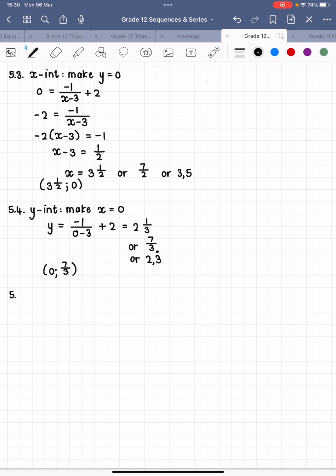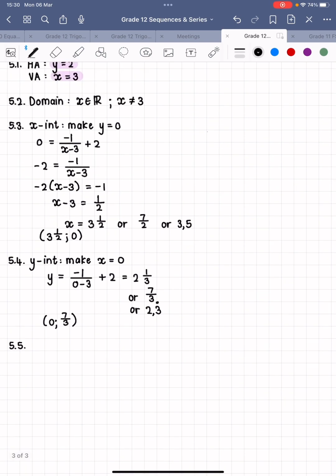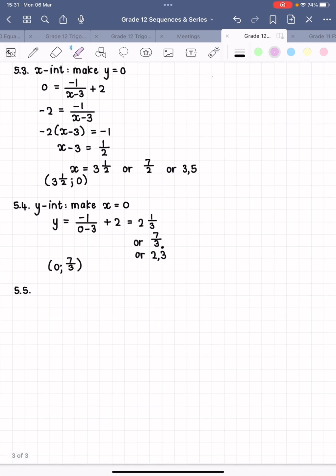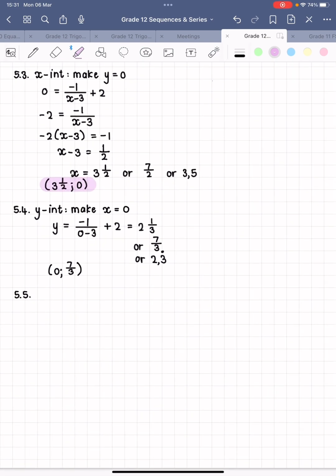Now, 5.5 is always the culmination of this question, the final question. Draw the graph of f. Clearly show all asymptotes and intercepts with the axes. So you can see I have highlighted my asymptote equations here. We're going to have to draw those asymptotes. We are also going to plot the x-intercept and the y-intercept. And then we'll see. We might have to calculate some more things for that. Maybe that will be enough.